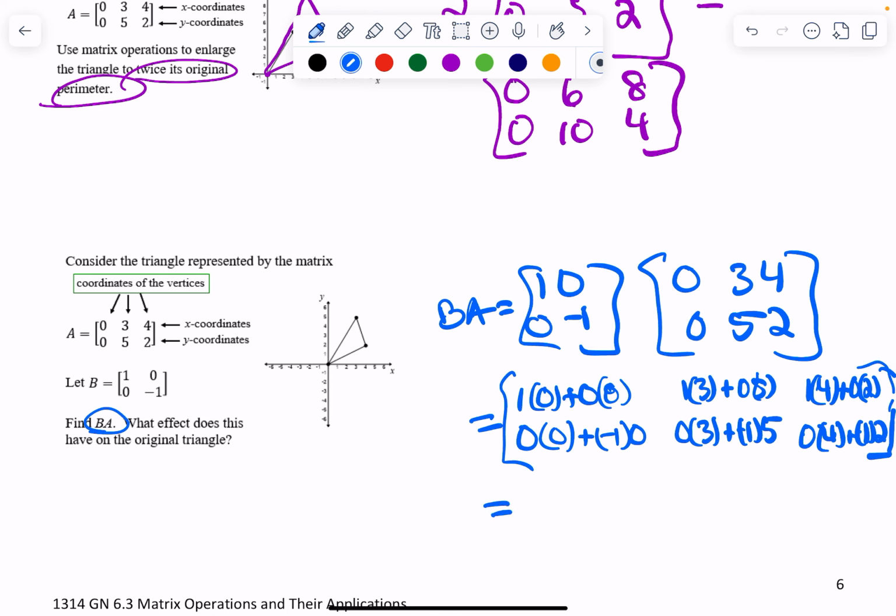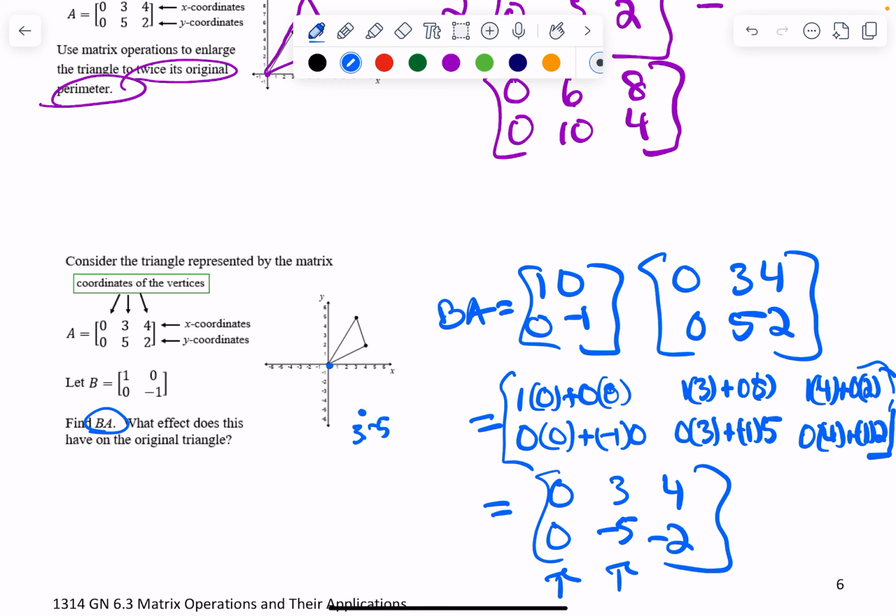Okay, when we do the calculations, we get 0, 0, 3, -5, 4, -2. So let's see what those are. Our first point is 0, 0 right here. Next one is 3, -5. So 1, 2, 3, -5 is somewhere here. And our third one is 4, -2 right here. So when I graph this, what did it do? It reflected it across the x-axis.